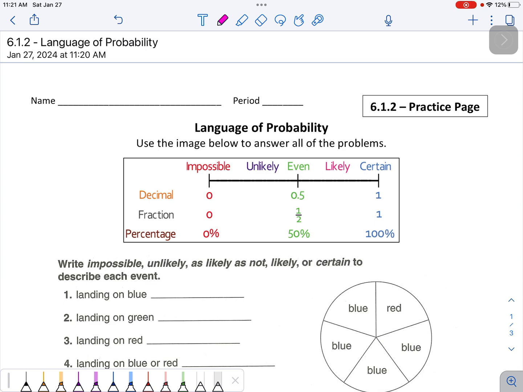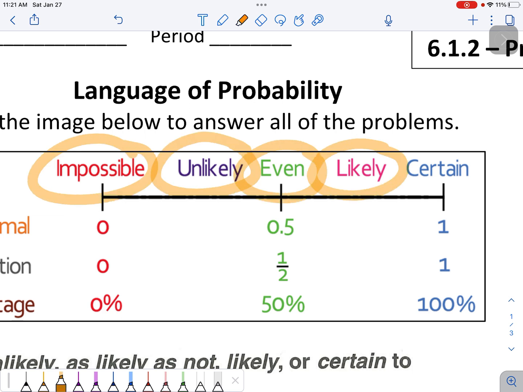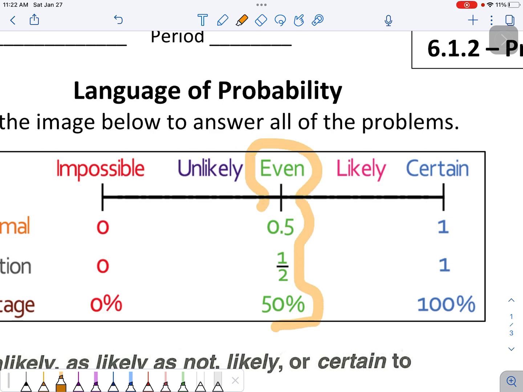It's all about the language of probability using these words up here at the top. So there's impossible, unlikely, even, likely, and certain. And a big thing that I want you to see is that some of these values mean a specific number. So impossible has to be 0 or a decimal of 0.0 or a percentage of 0%. Even must be exactly 0.5, 1/2, or 50%. And certain has to be 100% or a whole or the decimal 1.0. But these ones in between don't have to be.